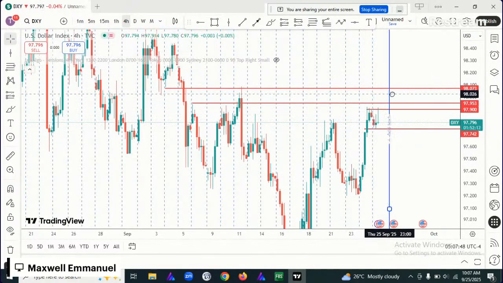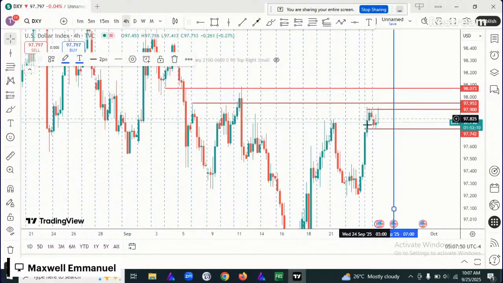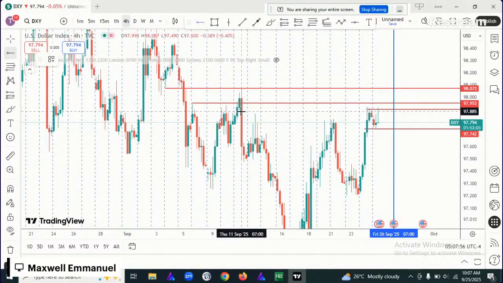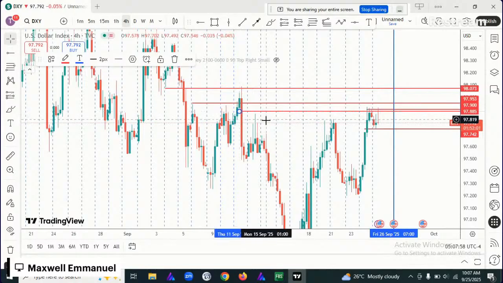You can see on the 4 hour we had what looks like a bearish reversal pattern here. Can you see this? Looks like a bearish reversal pattern. Price came to fill this fair value gap yesterday. You can see they filled it.